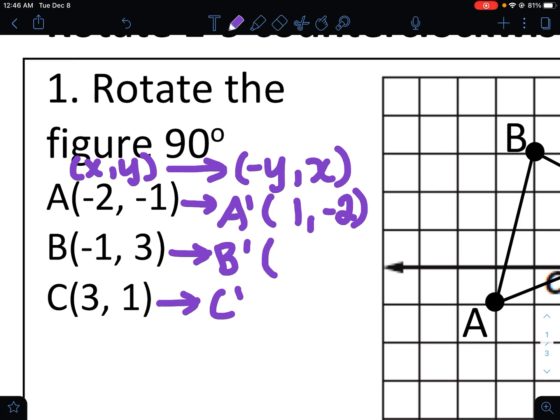For b prime, the -1 and the 3 switch places, but again, the original y value is going to become the opposite. So since it was a +3, now it's a -3. And then for c prime, they switch places. So that's going to be 1 and 3. But again, the original y value, which was +1, now becomes opposite, which is -1.